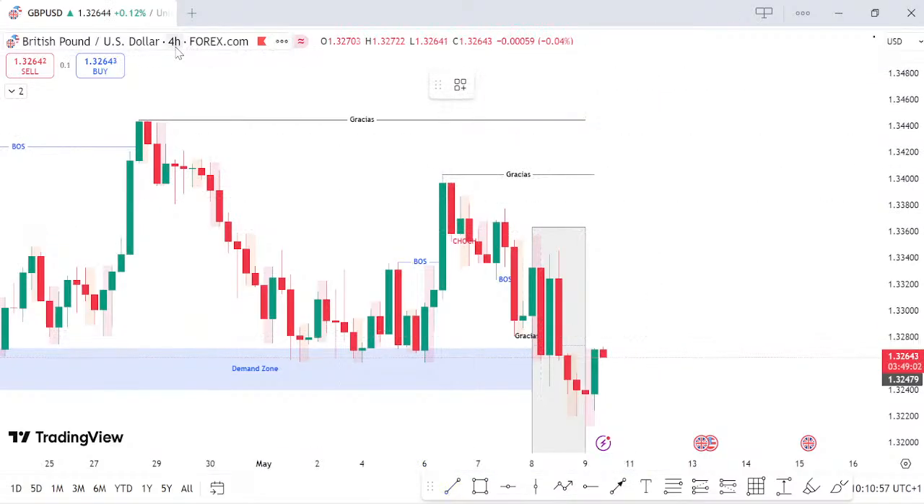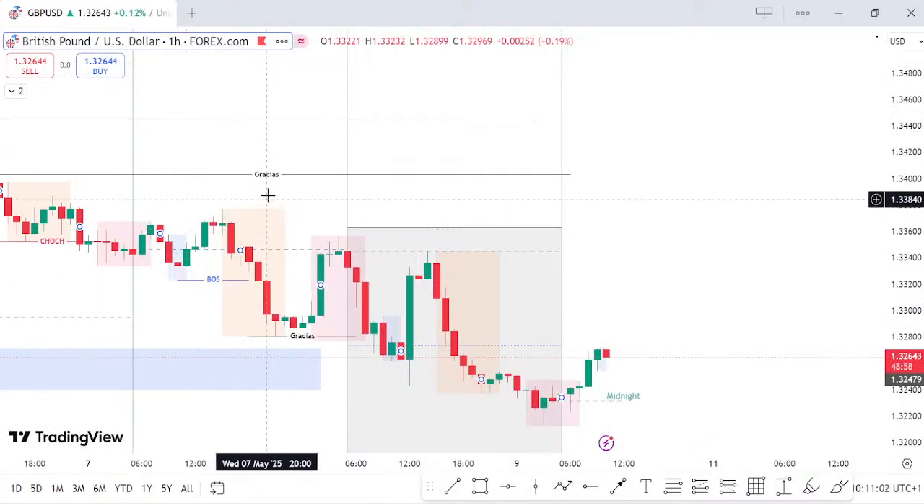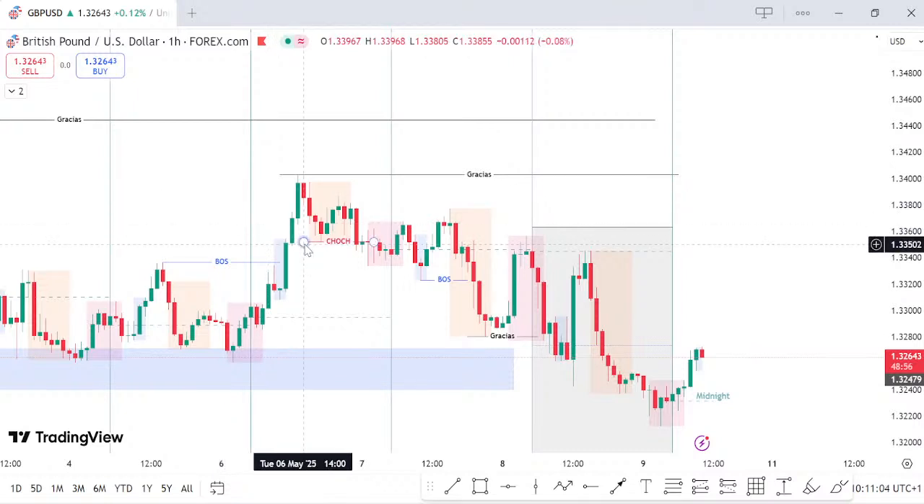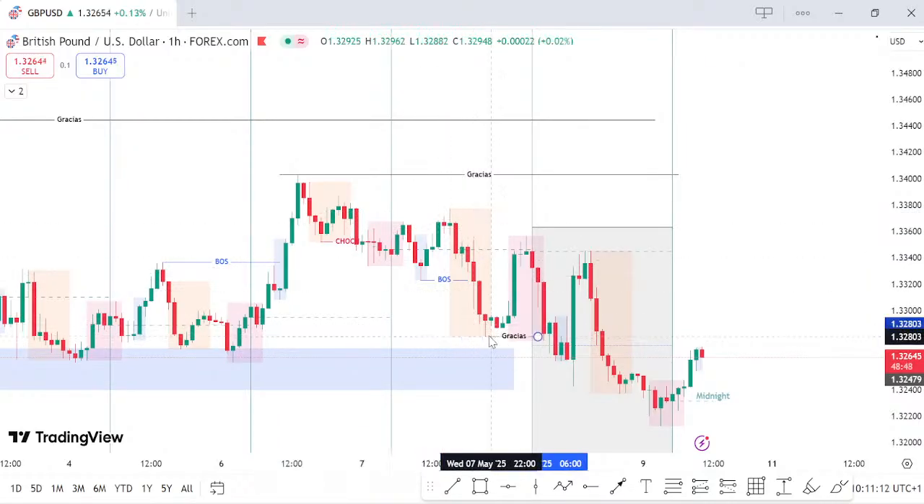So you now move to the 1 hour time frame to get more clarity on what price is doing at the moment. On the 1 hour time frame, you can see this is your change of character here. You can see price tapped the origin here, price came down. So this is where we are. We've not entered here yet.